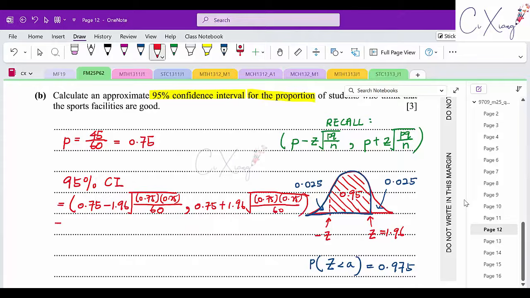Then close bracket. Okay, so you just need to spend a little bit of time and understand a little bit of concept on how to find the correct value for the Z. Then after that, just make sure that you press the calculator correctly and don't make careless mistakes. Again, you should be getting a very long value, but I will cut it short to 3 significant figures, where it becomes 0.640 and also 0.860.